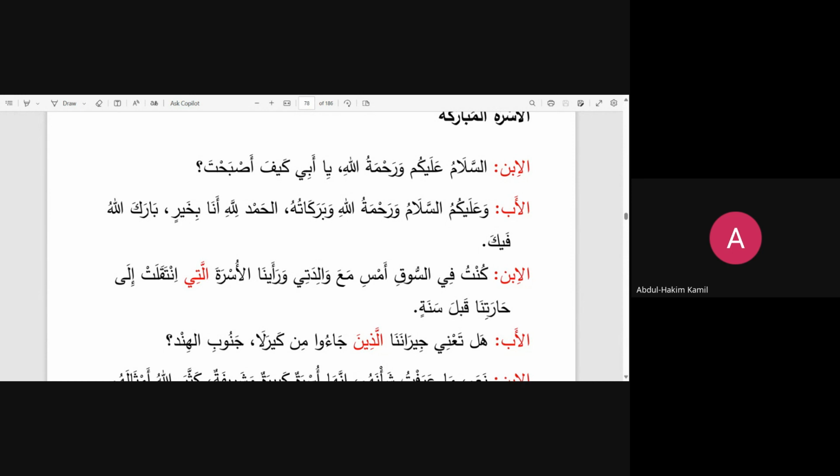Wara'ayna al-usra. What does that mean? We saw the family. Allati intaqalat, which relocated, which moved. Naqala means to convey. Intaqala means to relocate. Intaqala, to change from one area to another area. No. Intaqala, to move, to relocate. Again, wara'ayna al-usra allati intaqalat.